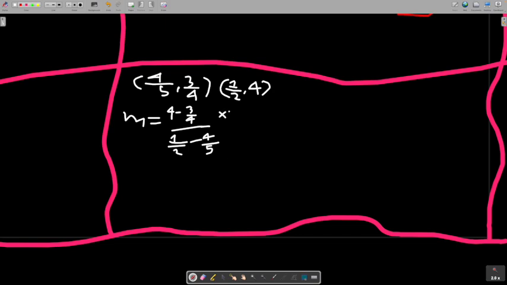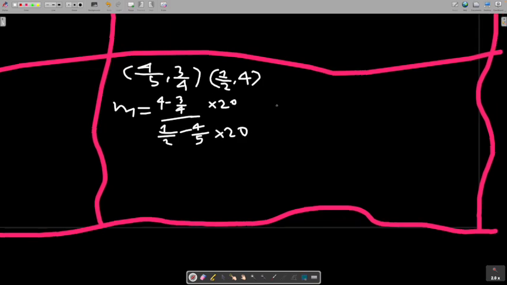So let's multiply by 20 here, and then by 20 here. So 20 times 4, that's 80. I don't know how to read numbers apparently. And negative 3 over 4 times 20. Negative 3 times 20 is negative 60. Negative 60 over 4 is negative 15. So 80 minus 15, over 1 over 2 times 20. Well, think about it, that's just half of 20, so that's 10. Minus 4 over 5 times 20. 4 times 20 is 80. 80 over 5 is 16.